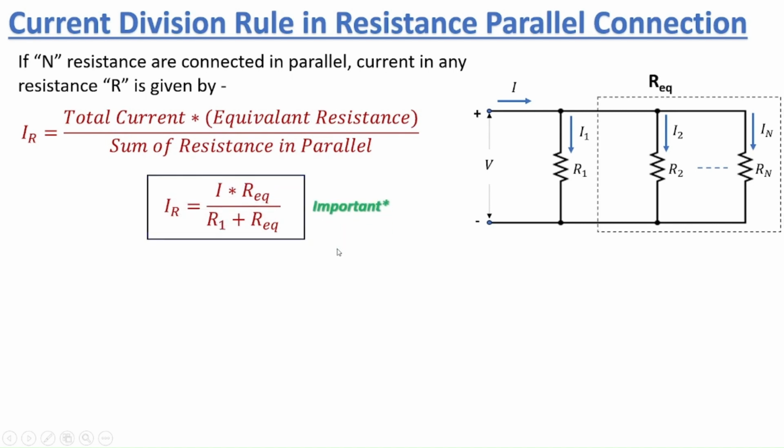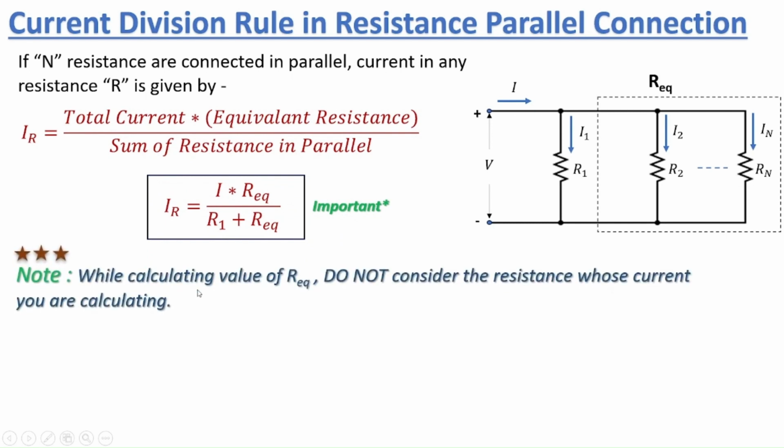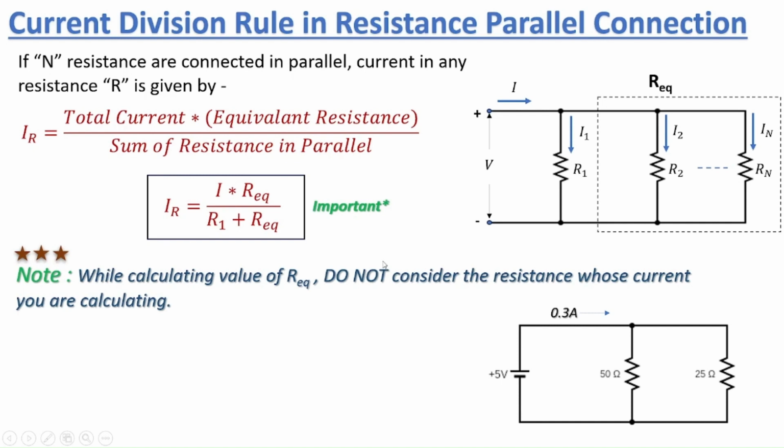Now, the important thing here is that while calculating the value of R equivalent, we do not consider the resistance whose current we are calculating. What does this mean? See, when I am calculating for this resistance R1 here, in the calculation of R equivalent I am not going to include this R1 resistance. I will only calculate this whole remaining part as my R equivalent value and not include R1 here. Okay. So let us understand it with this example.